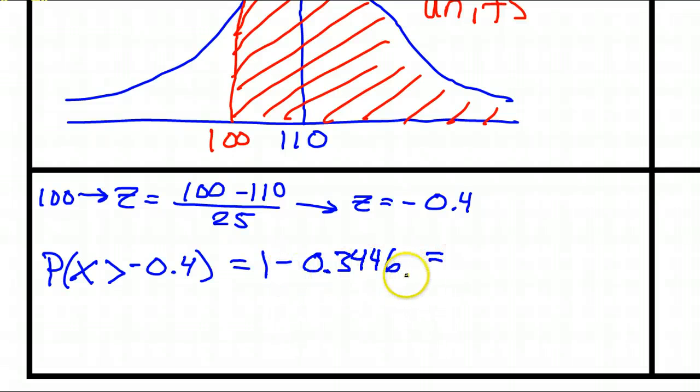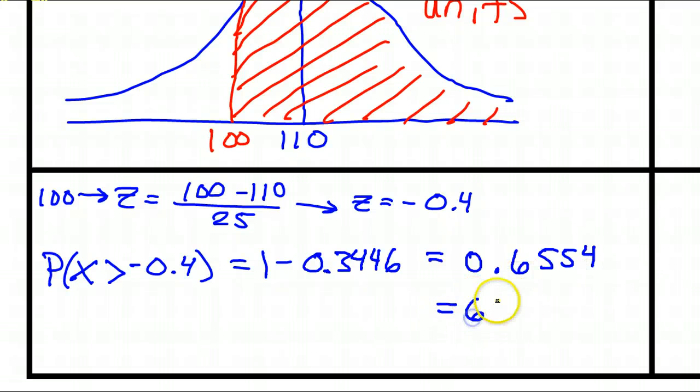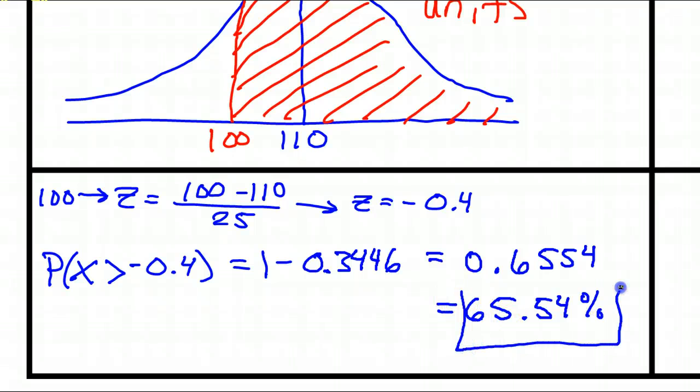Okay, just put that in your calculator and see what you get. So 1 minus 0.3446. Okay, that's giving me 0.6554, which is the same thing as 65.54%.